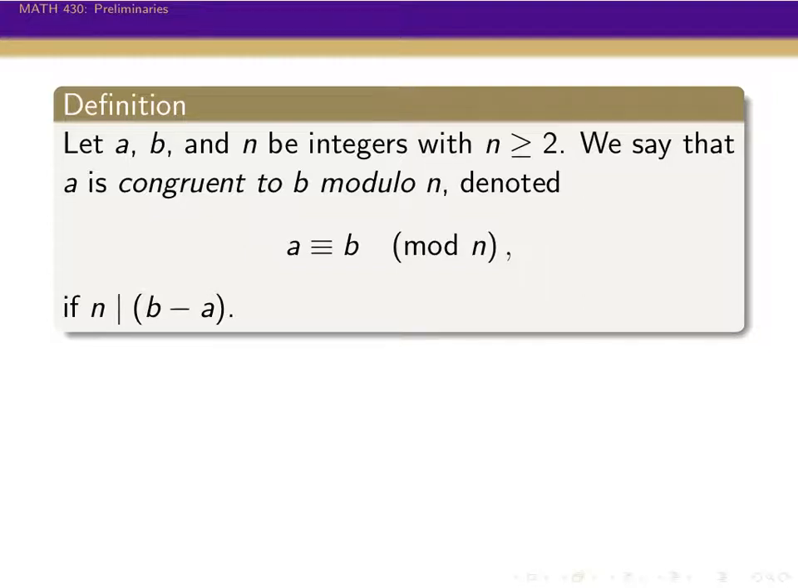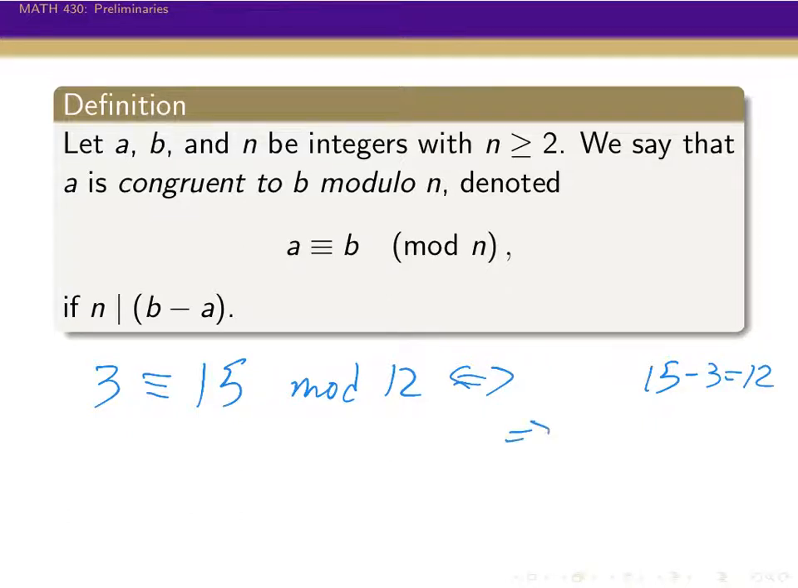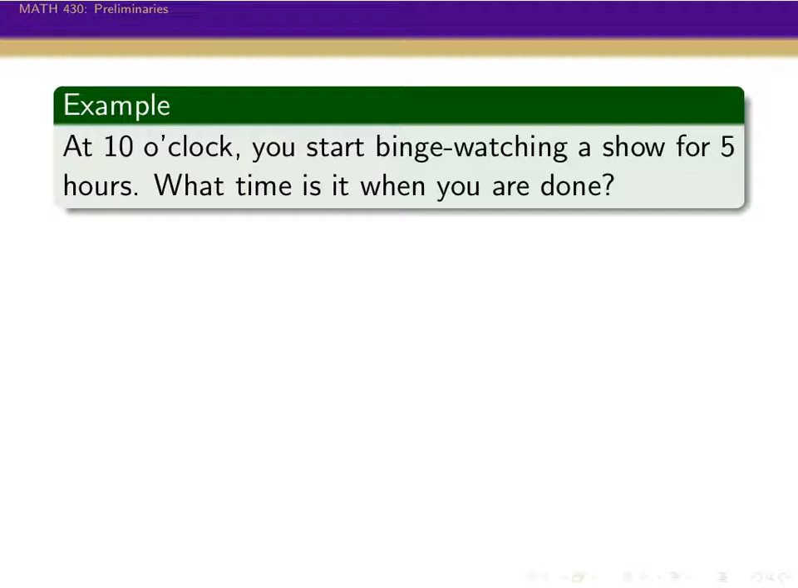Then we say that a is congruent to b modulo n if n divides the difference between these two numbers. So for example, we would say 3 is congruent to 15 mod 12, and that's because 15 minus 3 is 12, and 12 divides itself, so 12 divides 15 minus 3. I know this is the first time seeing it, and it might seem like a strange notion, but it's something you're actually pretty familiar with and have been using for a while, just without calling it by this technical name. This is how we treat time.